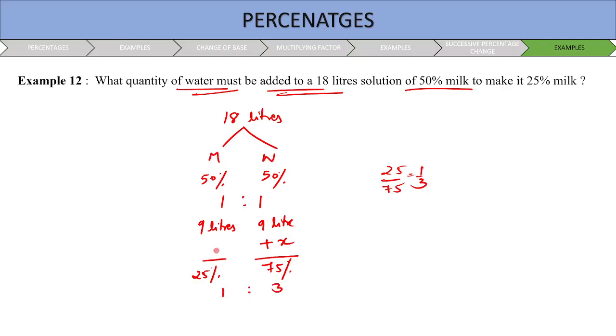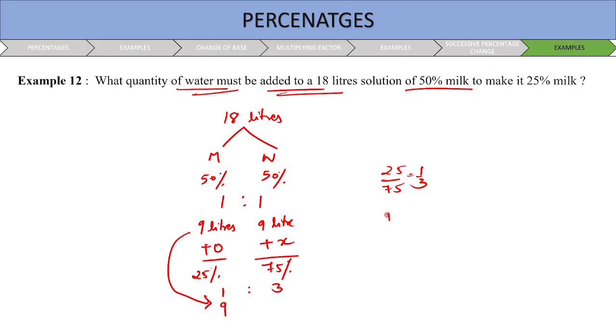So are you adding any milk in here? You are not adding any milk, correct? So your value should be the same. That is, 9 liters of milk will be there. As you are only adding water, you are not adding any milk here. So the quantity of milk in the final solution will remain the same as what was there in the initial solution, which is nothing but 9 liters.